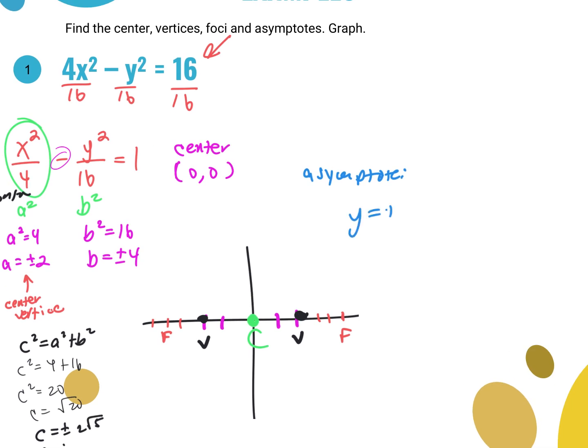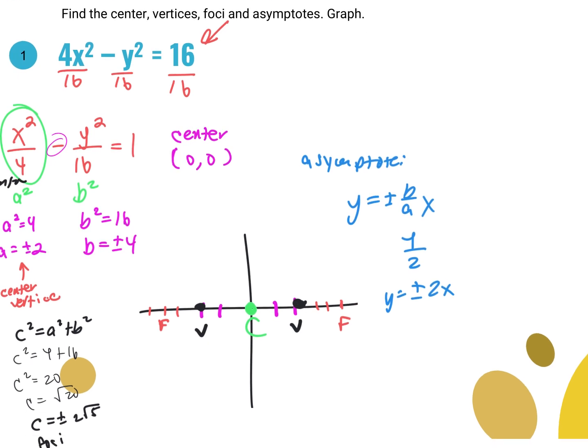Okay, y equals plus minus b over a times x, right? The only thing you really need is the slope. It's that b over a. You're going to go from the center, because you're not moving anywhere, and you're going to go b over a. So what is your b value? 4 over what's your a value? 2. So your asymptote is y equals plus minus 2x. All you're doing is going from the center and going up 2 over 1. Up 2 over 1. Down 2 over 1. Down 2.